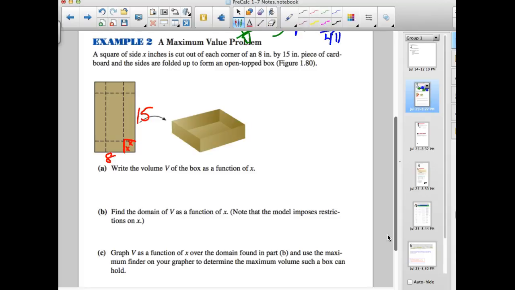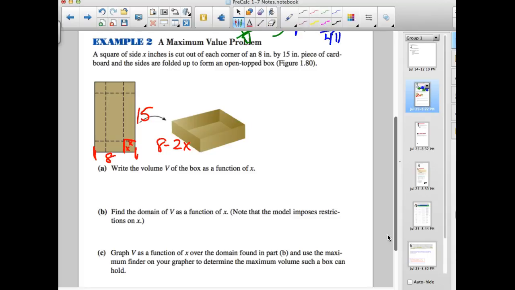Length times width times height. So let's think about when we fold this up to make a box, what are my dimensions? I started out from here to here was x inches. But I'm cutting off how much on each edge? I'm cutting off x inches on each side. So instead of it being 8 inches, now it's going to be what? Yes, 8 minus 2x. So one of the sides of my box will have dimension 8 minus 2x.